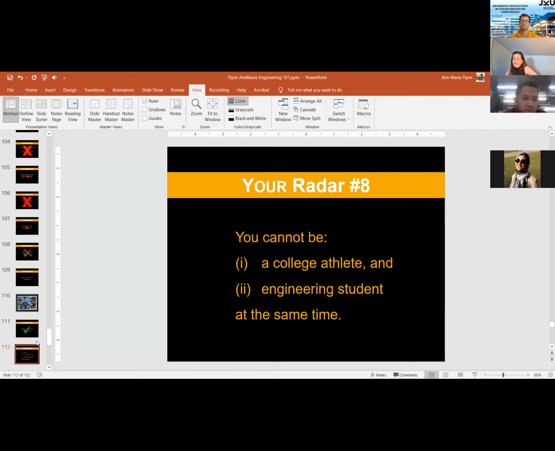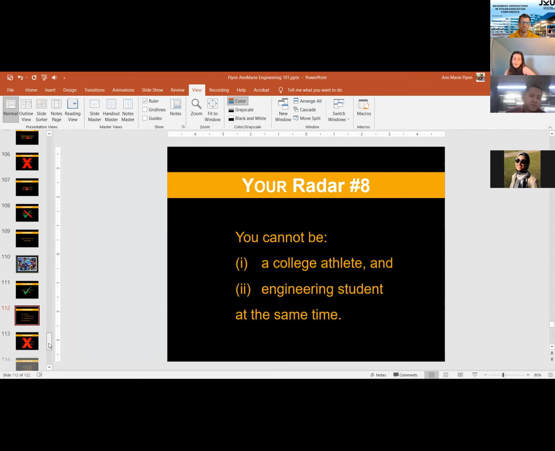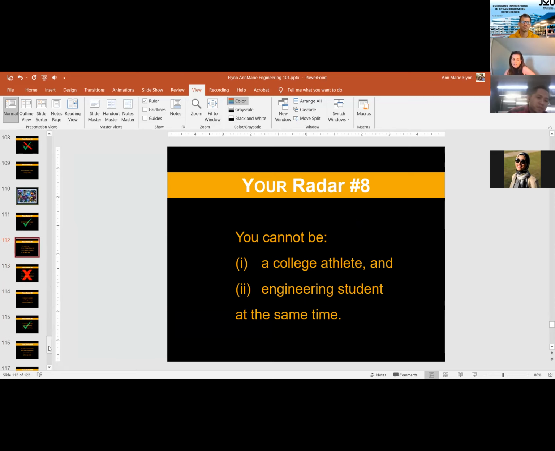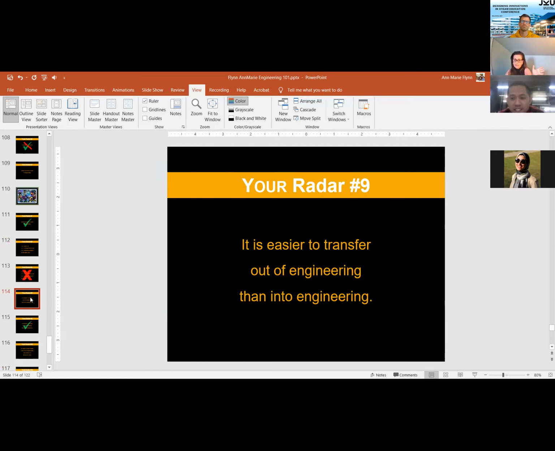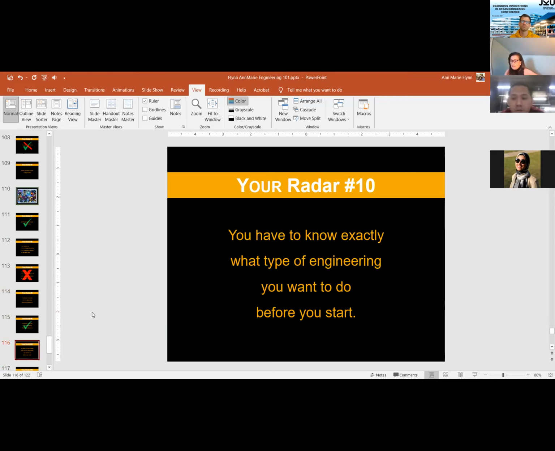You cannot be a college athlete and an engineering student at the same time. Anybody that's ever been a D1 college athlete knows that every minute is accounted for. So that is not true. College athletes actually make the best engineers. So that's a fallacy. It's easier to transfer out of engineering than into engineering. That is absolutely true.